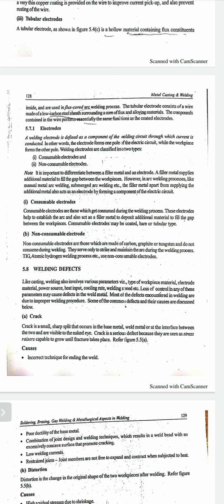Non-consumable electrodes are those which are made of carbon, graphite and tungsten and are not consumed during the welding. That rod does not melt during the welding. These rods are used only for the generation of the arc, for producing the heat during the welding. They serve only to strike and maintain the arc during the welding process. Examples are TIG, atomic hydrogen welding processes, etc.